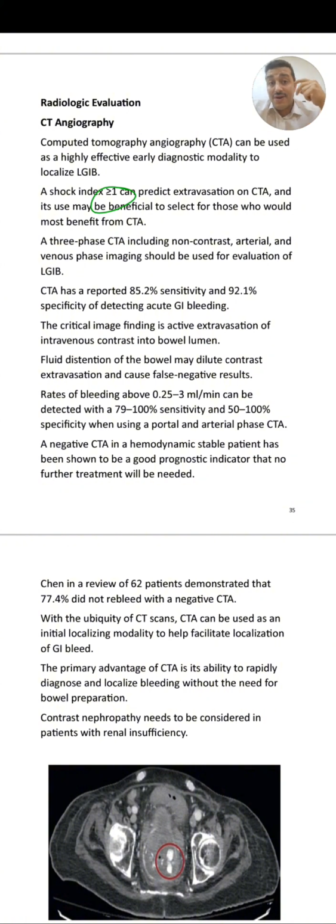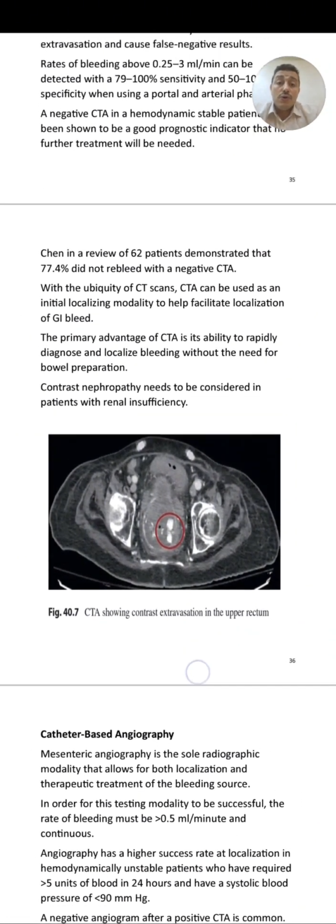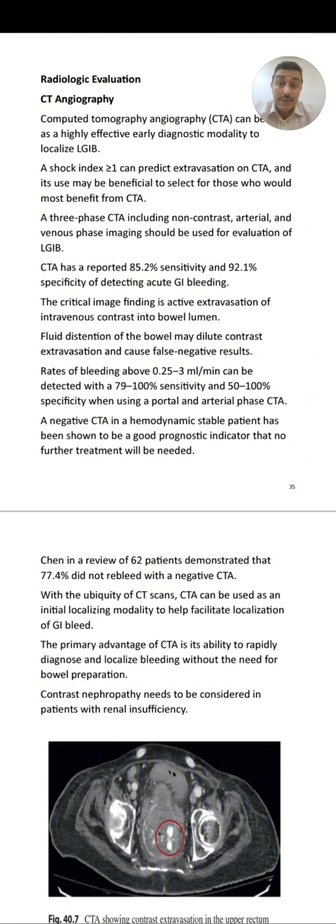What do we find? We said that there are two main findings. These are extravasation, as seen in this picture. You can see the contrast extravasation in the upper rectum. Also, we said that we can detect the clot. Actually, we use 3 phases, and these 3 phases are non-contrast, venous, and arterial, and this increases the sensitivity and the specificity for the bleeding. We said that the bleeding should be above 3 milliliters per minute, or from 3 to 5, and some say less than 3 if we use the triple-phase CT angio.